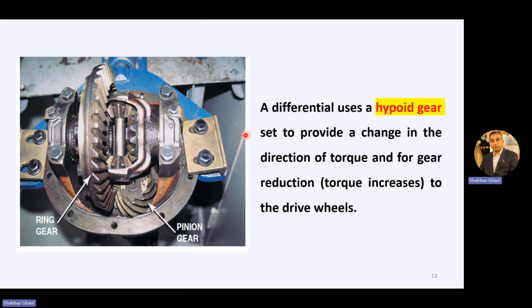Now, a differential uses a hypoid gear set to provide a change in the direction of torque, and a gear reduction, so torque increases to the drive wheel. So this is your ring gear and this is your pinion gear. So hypoid gears are used in this differential assembly.